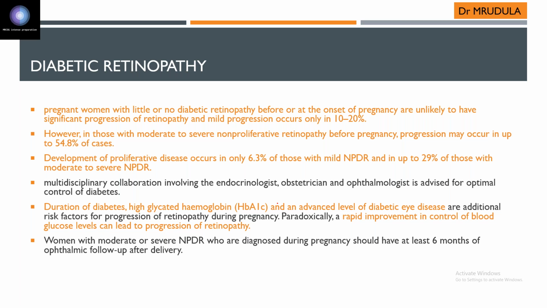Okay. So how rapidly should the blood sugar be controlled in a woman with diabetic retinopathy? It should be managed with multidisciplinary team management. Women with moderate to severe NPDR who are diagnosed during pregnancy should have 6 months of ophthalmic follow-up after delivery. So NPDR doesn't require any treatment during pregnancy. Remember well, it requires only sugar control for non-proliferative diabetic retinopathy, while proliferative diabetic retinopathy requires treatment during pregnancy. Remember well, non-proliferative doesn't require treatment. It requires only control to prevent progression.